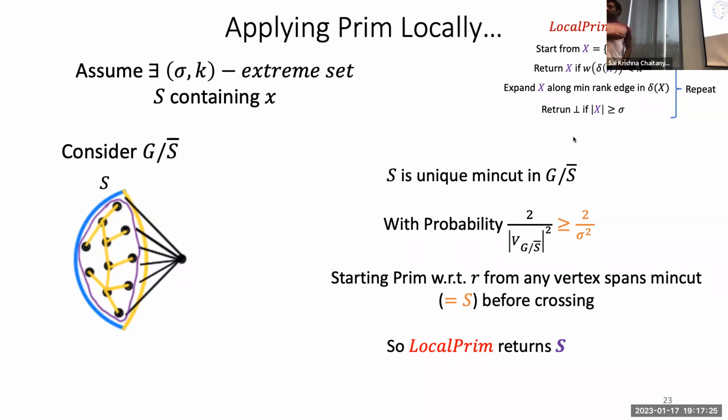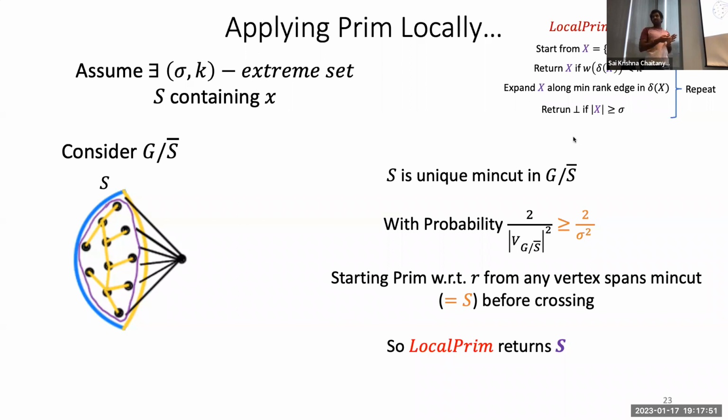If there exists the sigma k extreme set, then there's no smaller set. It can be actually. Sigma k extreme set doesn't mean this has to be k. So it can be like k by 2, and there can be another set that is 3k by 4 inside it. And if luckily our algorithm is able to span it, then we'll just return it at 3k by 4.